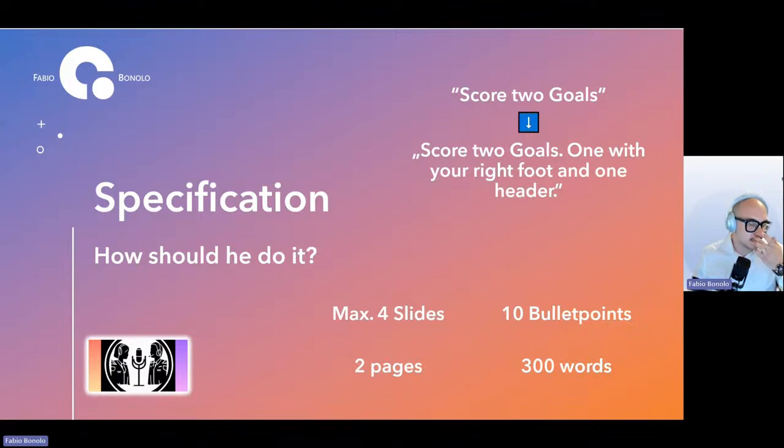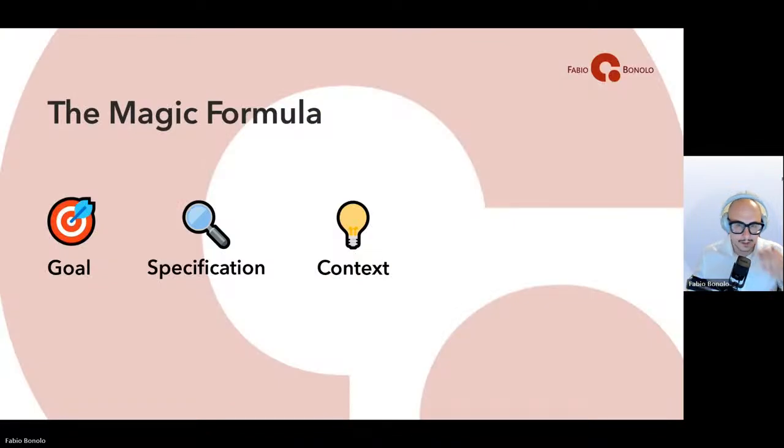And here you have some examples on how you can do that. So for example, if you want to generate a presentation, you can tell him, generate me a presentation, but with maximum 4 slides or 10 bullet points per slide. Or when you want to generate a text, please generate a text with maximum 2 pages or 300 words. So these are some examples on how you specify a goal in your prompt.